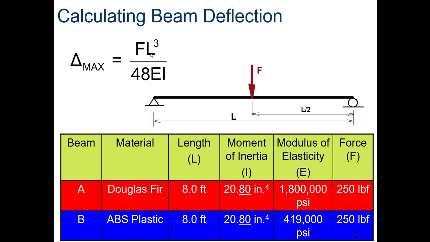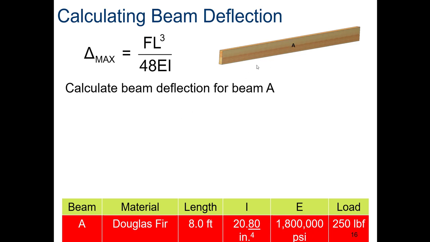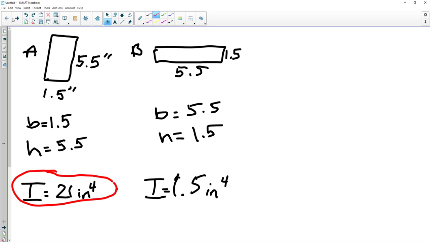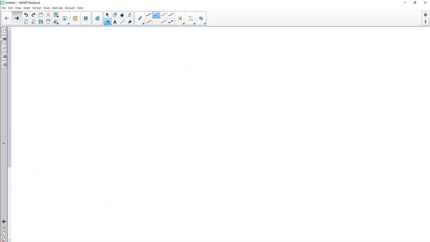Right? 96 inches. So we're going to convert length, 8 feet, to inches. 12 times 8 is 96. 96 cubed times 250 divided by 48 times this given amount times moment of inertia. So for this wooden board, to calculate beam deflection, I'll tell you in 1 second. Beam deflection sounds like a complicated term, and this is all it means.